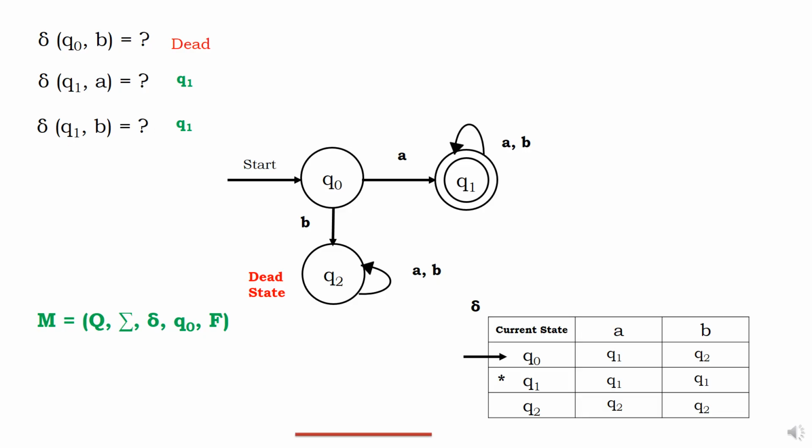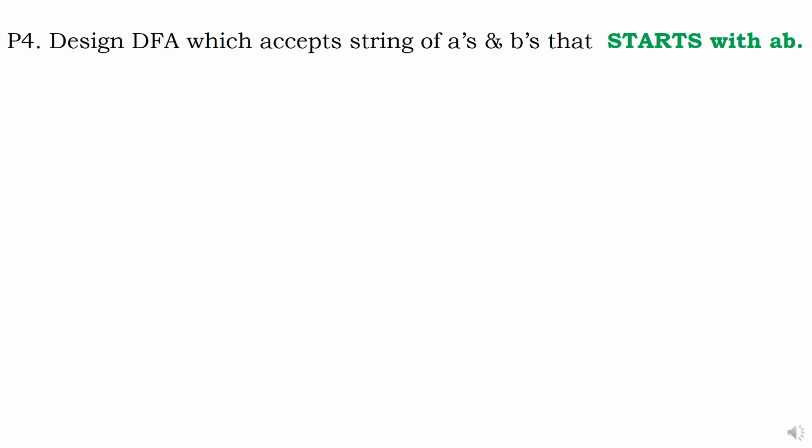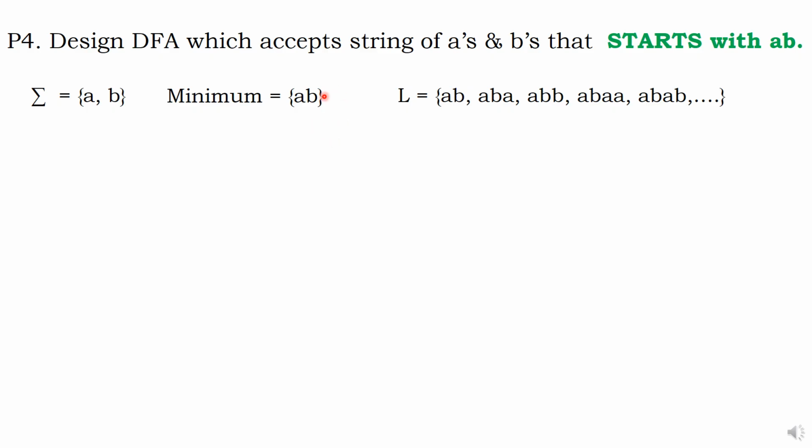Let us see one problem. With this we'll conclude. Design a DFA which accepts strings of A's and B's that start with AB. Two letters are there. Starts with AB. So the minimum requirement is AB. You see, always the starting is AB.